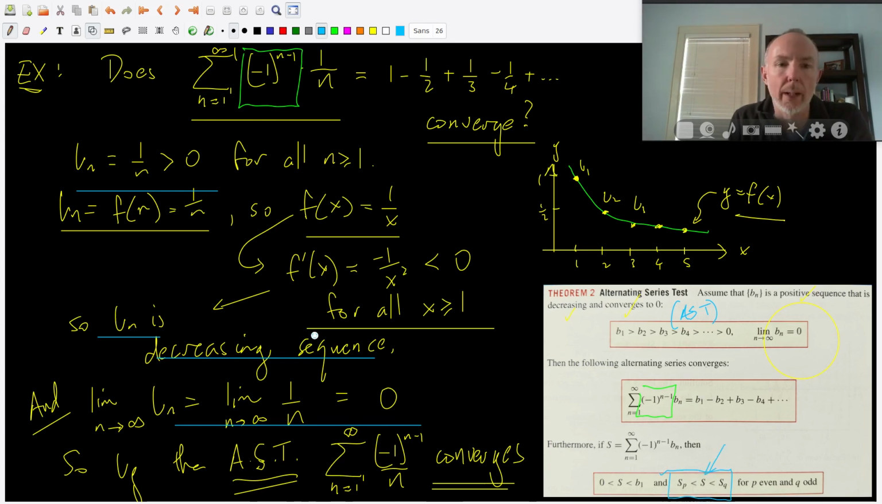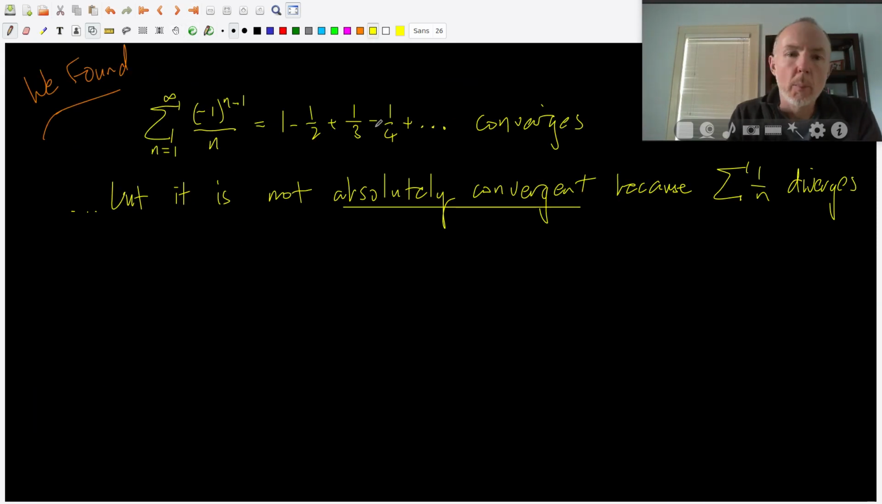Let's have another look at why this might be important, because this series is interesting. I'm going to go to the next page and we're going to talk about this series a little more. So what we found here is that this alternating series converges by the alternating series test, but it's not absolutely convergent because the absolute values of these terms added together will give you the harmonic series, and the harmonic series diverges.